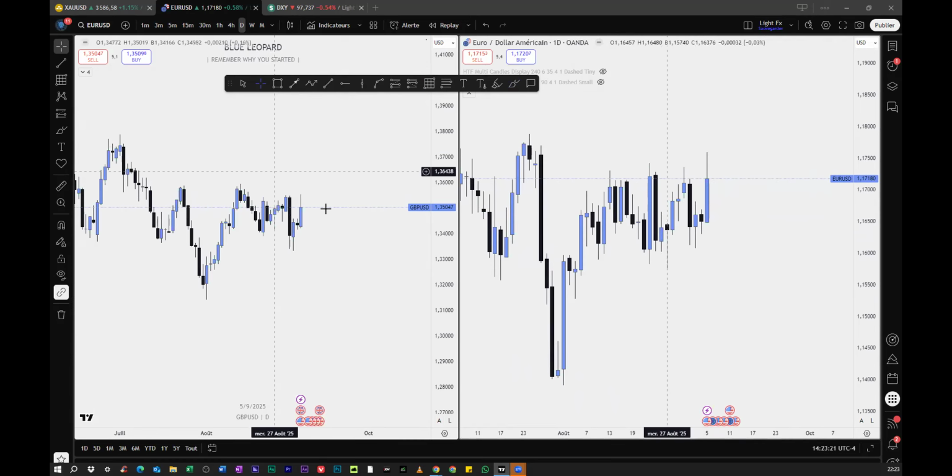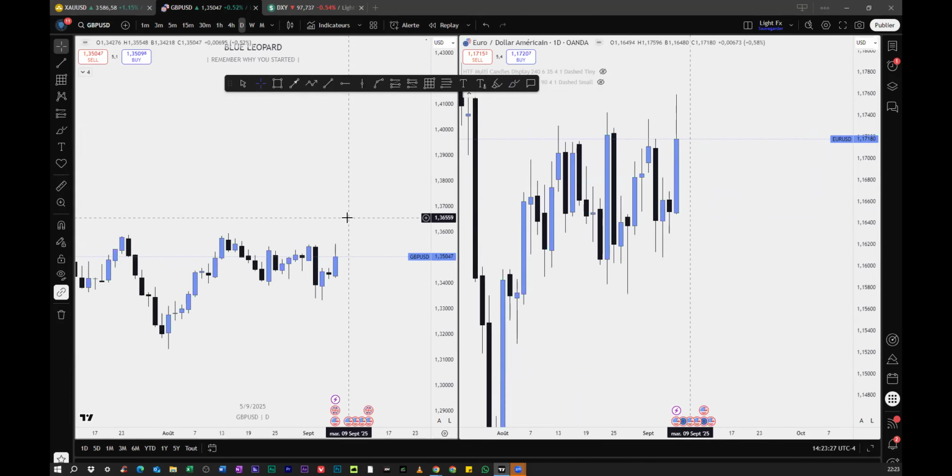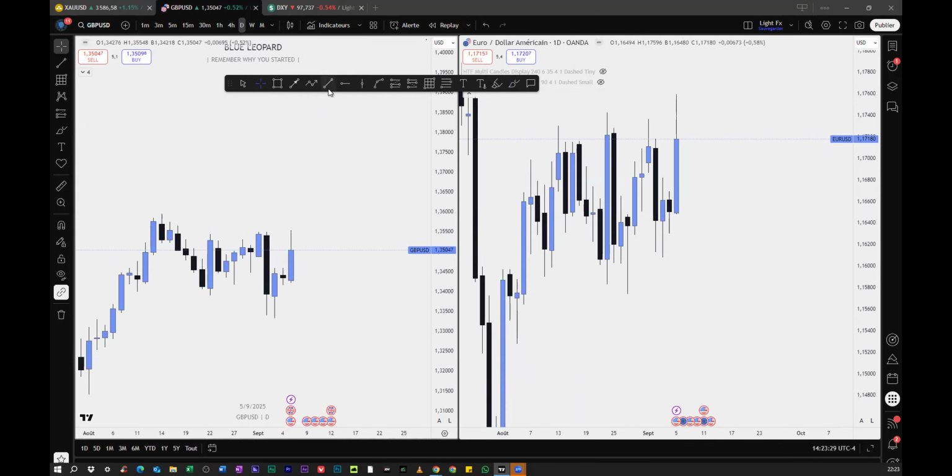That's why right now, all I have to do is mark the previous daily high and the previous daily low. And then we are going to compare it to the previous weekly high and previous weekly low. So we have the previous daily low here. So this is Friday's low and Friday's high. Same here on Euro USD, okay?